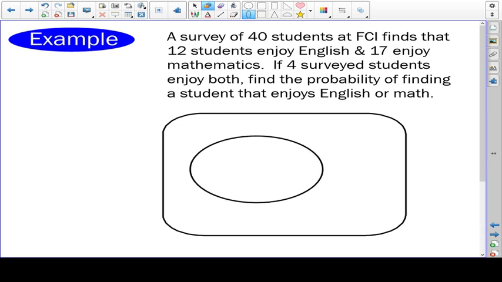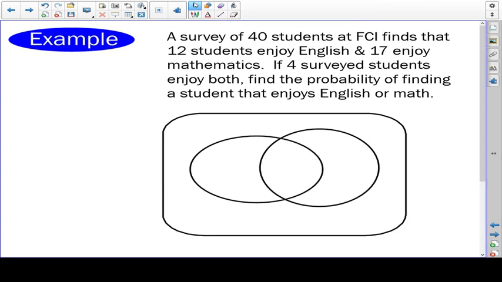Let's draw an oval. Let's draw something that resembles an oval. And it's good enough. This is going to be English. This is going to be math. 4 enjoy both. That's easy. Put a 4 in the middle. 12 enjoy English. Well, if 12 enjoy English, we already have 4 in the middle, so that means we only can take 8 more. And if 17 enjoy math, because math is awesome, then there'll be 13 here because there's already 4 in the middle.